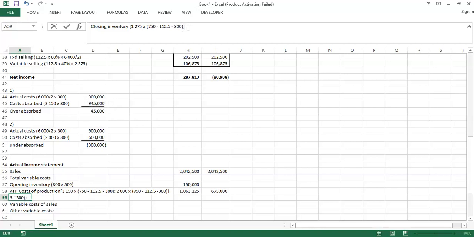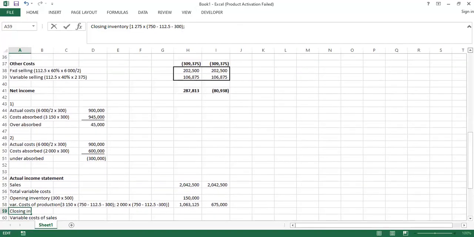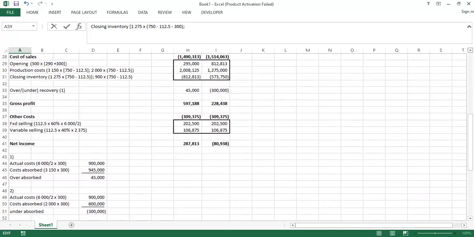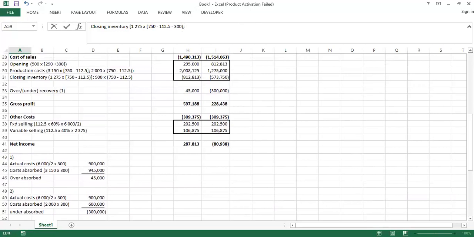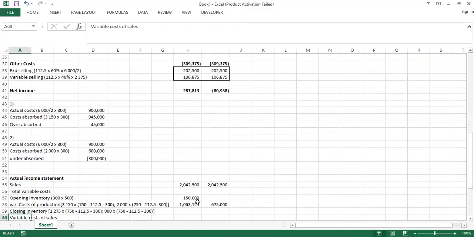And then what was closing inventory for the other one? Let's see. Closing inventory was 900, so take that 900 and we're multiplying the 900 by 750 minus 112.5 minus 300. Right, let's close the bracket. Okay.